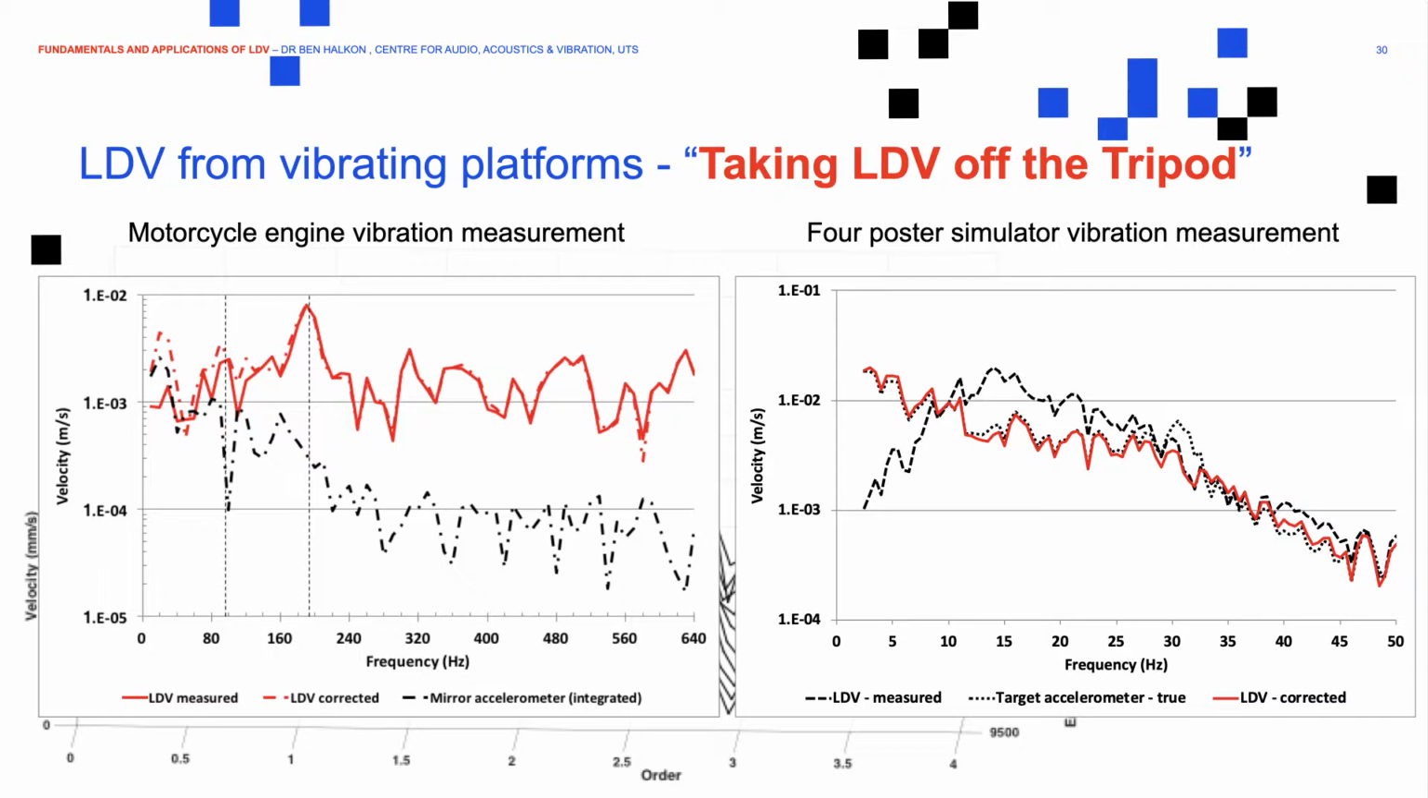If we look at the on-the-tripod scenario with a 4-poster simulator measurement, then there's much greater benefit from doing that correction. So before is the dashed line, the actual target vibration, because in this case we happen to be able to put an accelerometer on the display, is the small dashed line, and the corrected LDV measurement is in red. So you can see it's very different before correction, but it's pretty much spot on after correction. So we get a pretty much 99% correction, and that's really powerful.